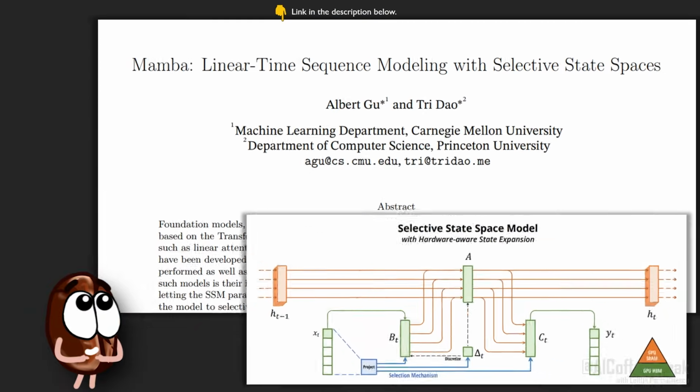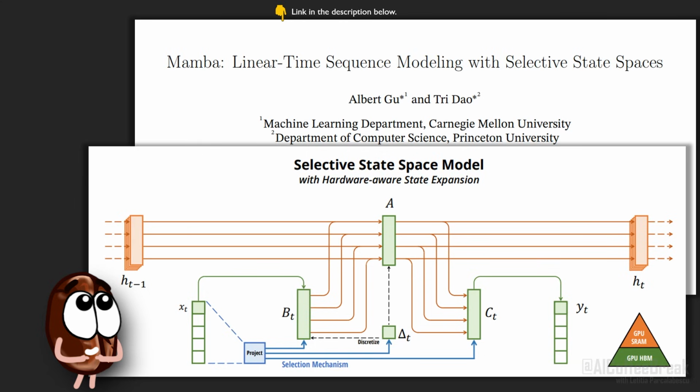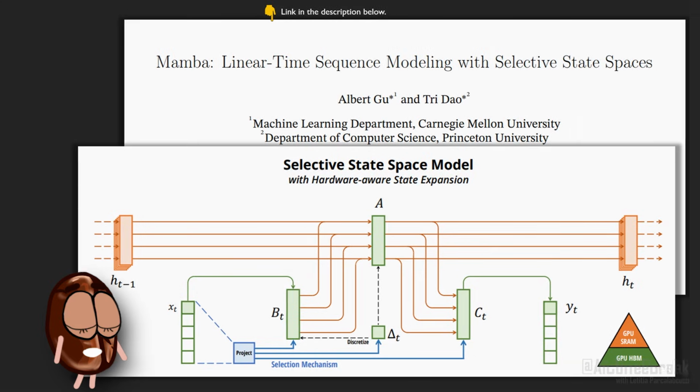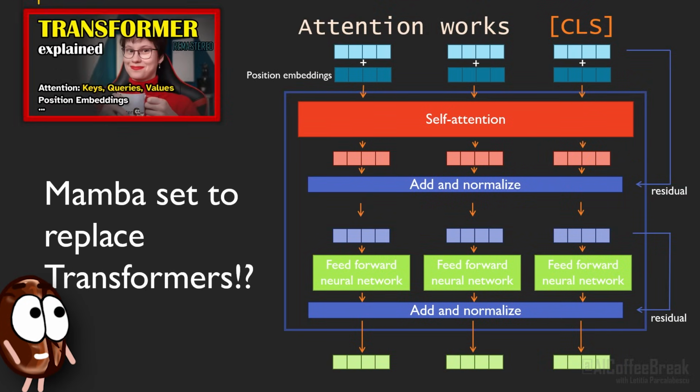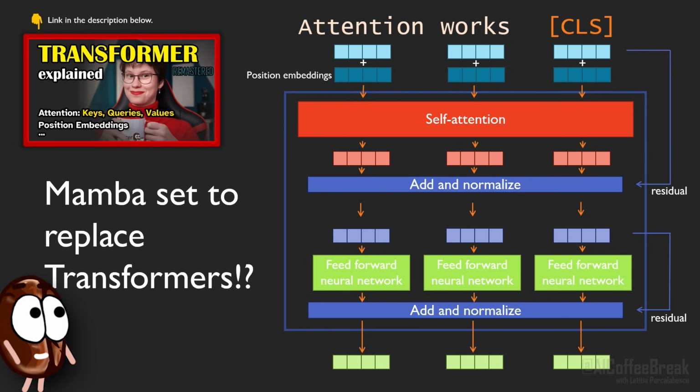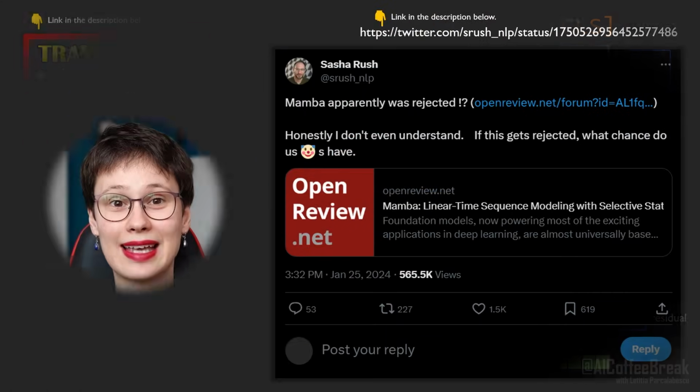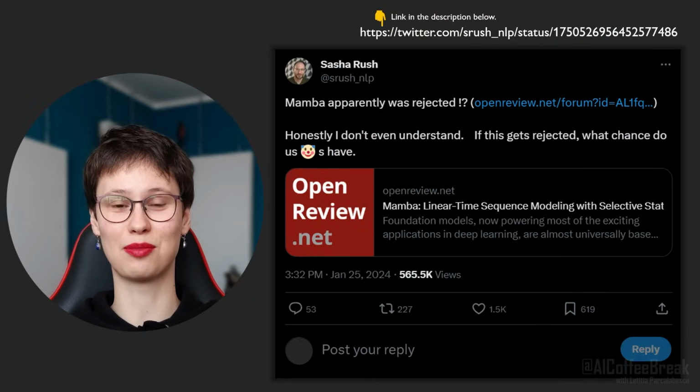Hi, let's talk about MAMBA. It is overdue for us to talk about MAMBA and explain state space models. MAMBA has made a splash immediately after it came out, being called a potential replacement of the ubiquitous transformer. And it came to everyone's surprise that the MAMBA paper was rejected at ICLR.